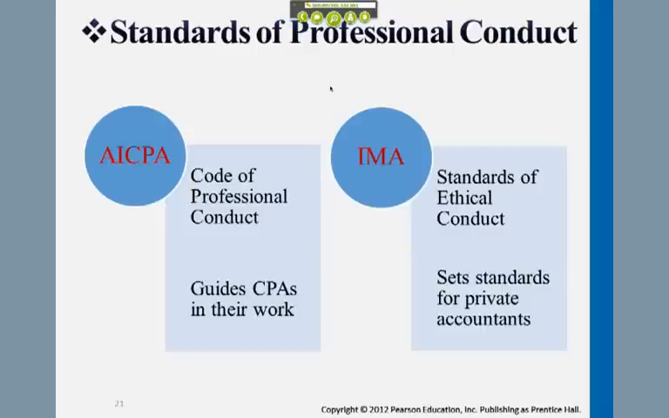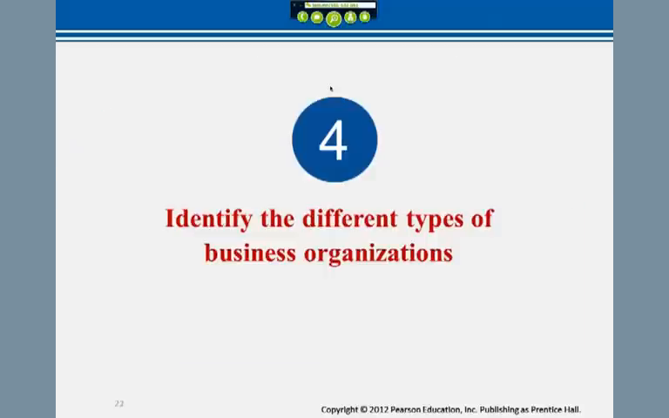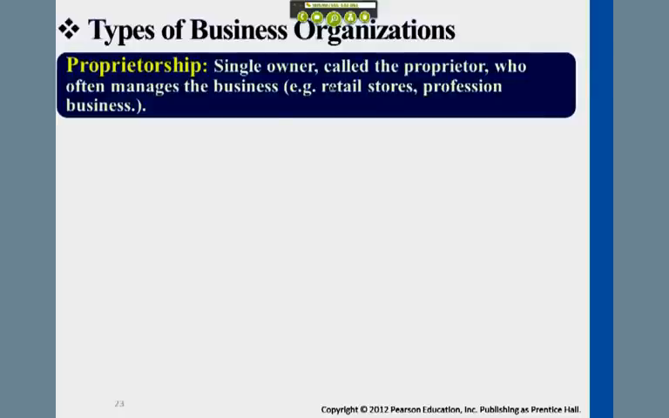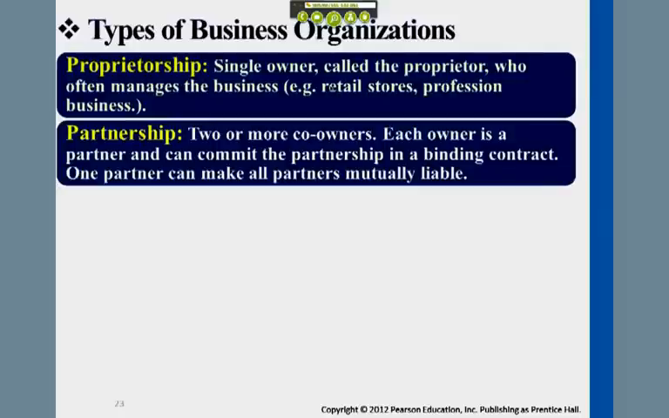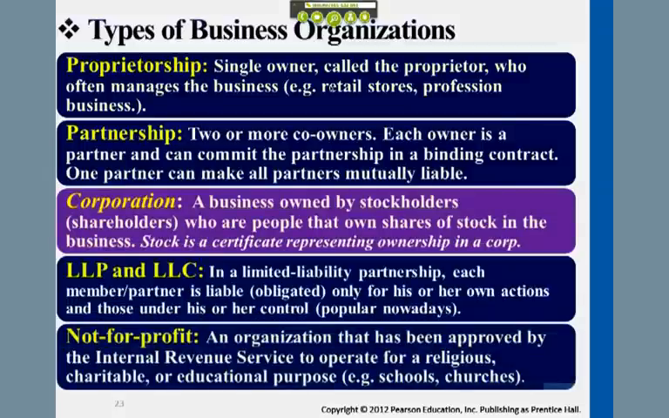Okay, let's move on to the next section here. I'm going to go over some of the different types of business organizations. The chapter introduced proprietorship, and at a general level, we would say that business organizations can be divided into 5 types. So we have proprietorship, partnership, corporation, which I highlighted in purple. This is the one that we're going to be focusing on this entire semester. Then limited liability partnership, and company, and not-for-profit.